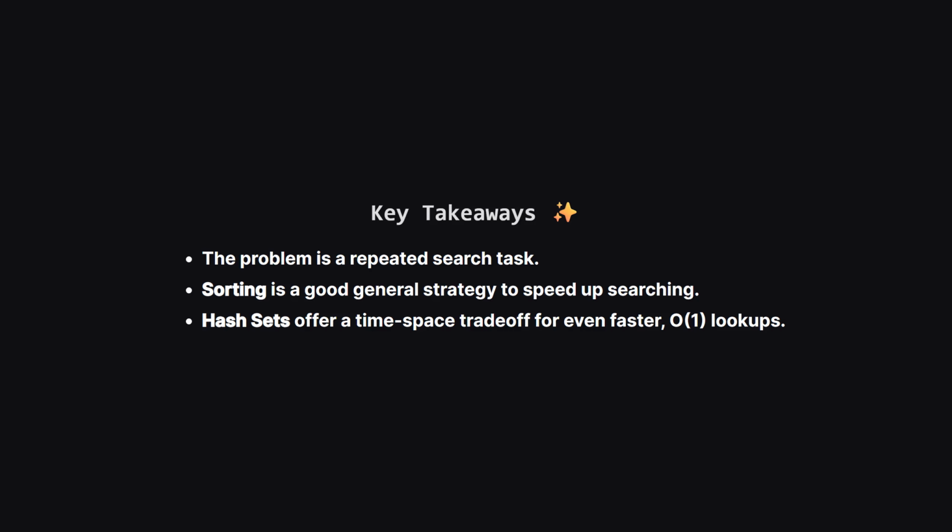So let's quickly recap. We looked at a problem that's all about searching for a value over and over again. The first approach used sorting, which is a solid technique that makes searching much more efficient than just scanning a messy list. The second, and slightly faster approach, used a hash set. This highlights a really common pattern in programming. You can often make your code run faster if you're willing to use a bit more memory. Choosing the right data structure makes all the difference.